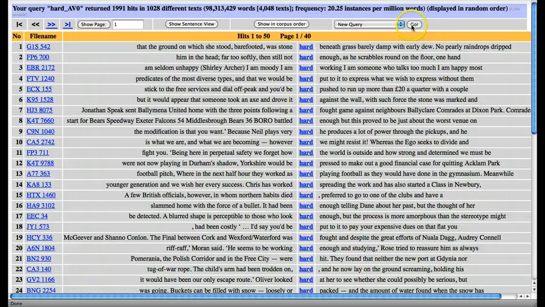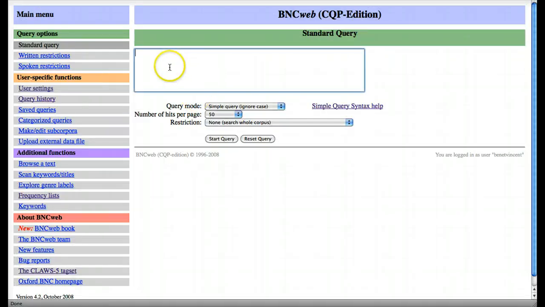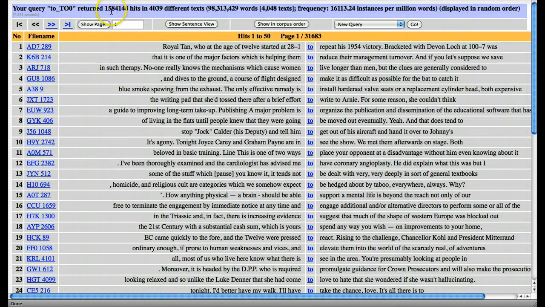Right, and let's look at the last one, which was to, or to infinitive. We need to know the specific tag for the infinitive, which in fact is this, TO0. This will give us a lot of hits, so it may take a couple of seconds. I expect it, so yes, okay, yeah, more than 1.5 million hits, which is not surprising, really.